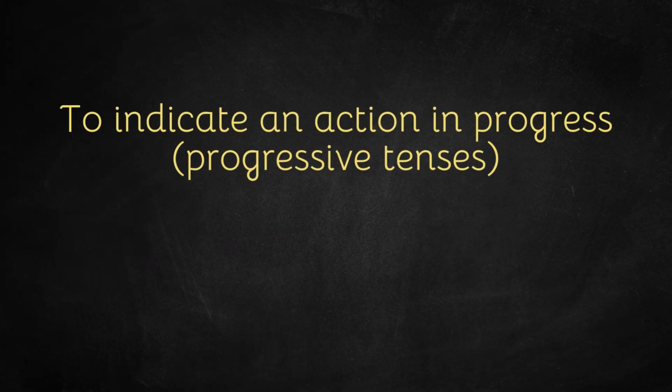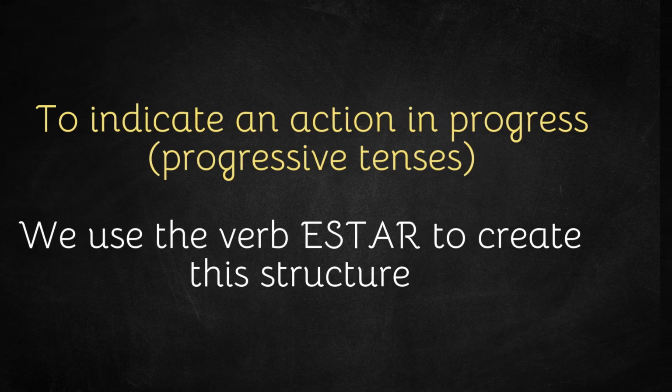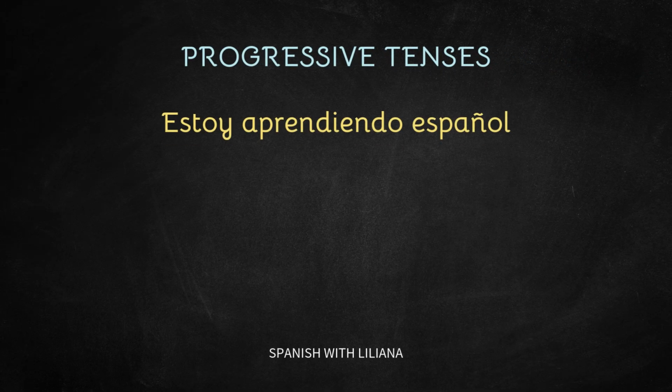All right, now that you've seen some examples of these verbs, how do we use them? The first and main way, similar to English, is to indicate an action in progress. So the progressive tenses. For this structure, we have to use the verb estar to form the different progressive tenses. In present, for example, we could say, estoy aprendiendo español. I am learning Spanish.